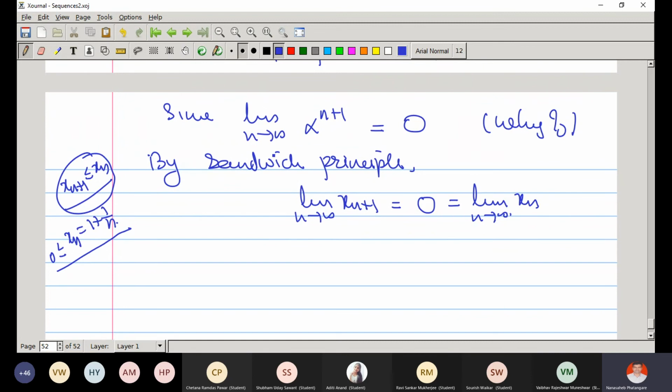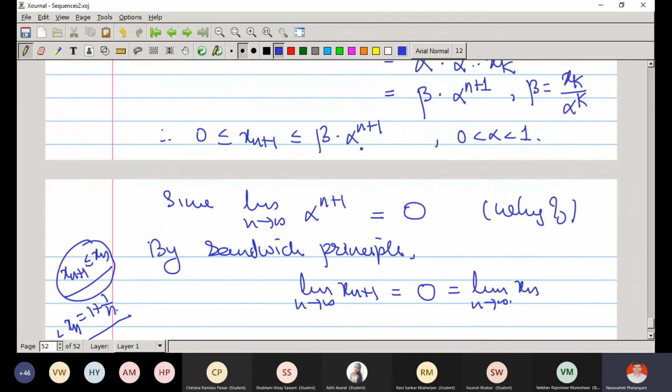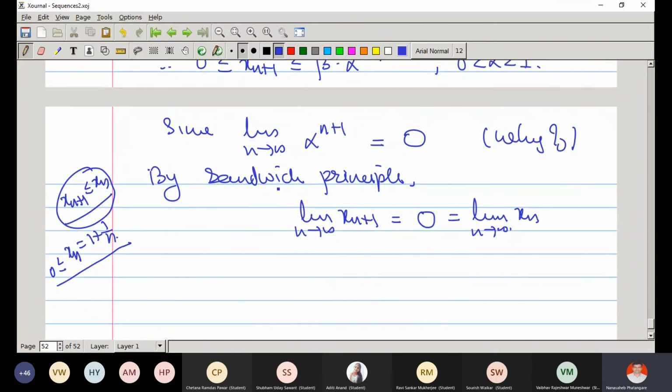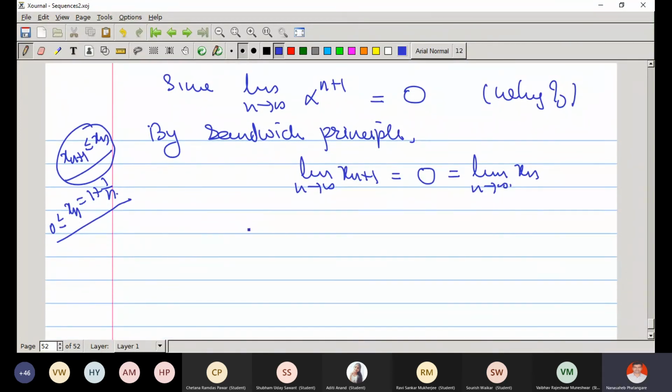So here alpha plays an important role. Alpha controls, alpha pushes xn plus 1 towards 0. Alpha raised to n, this power pushes, right? Yes, sir. Because alpha raised to n tends to 0 and that pushes xn plus 1 towards 0. So that is the main point, that the role of alpha is important.